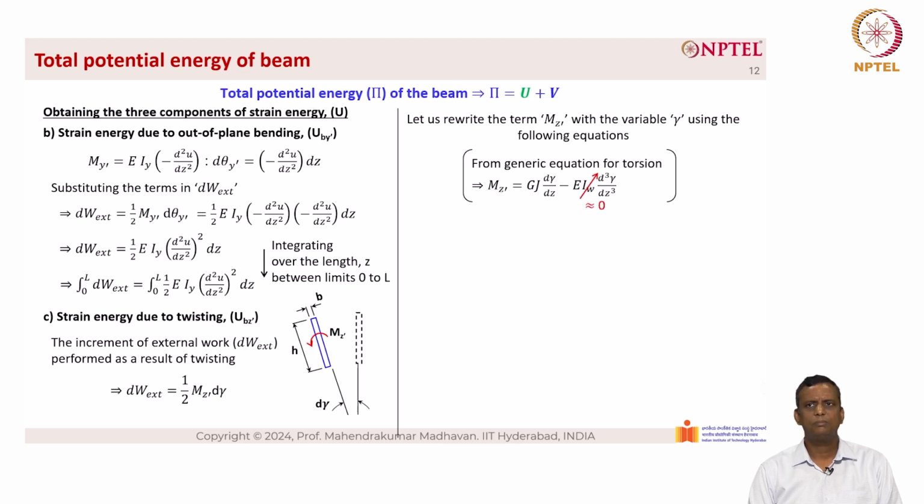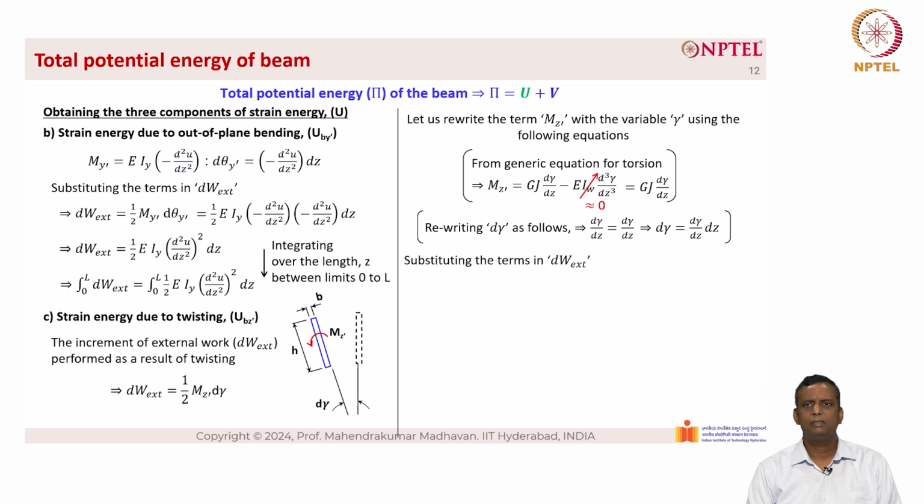The second term, which contains warping, is equal to 0 because, here Iw is taken as 0, because Iw is negligible for narrow rectangular cross sections. So this becomes Mz dash equal to GJ into d gamma by dz. Rewriting d gamma as follows, d gamma by dz, which can also be written as d gamma equal to d gamma by dz into dz.